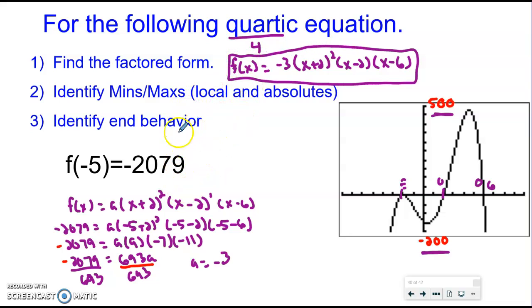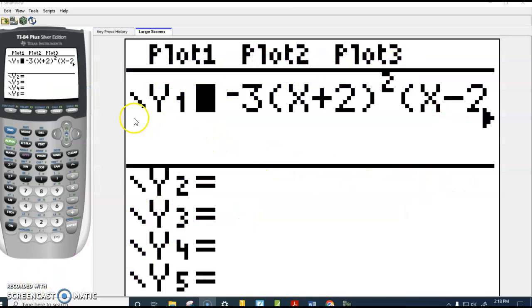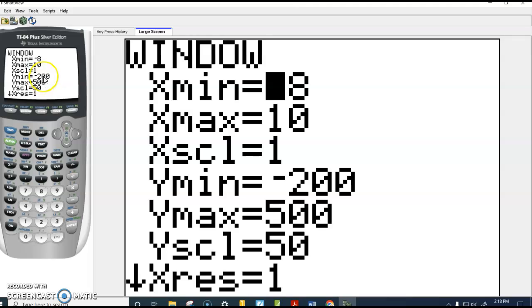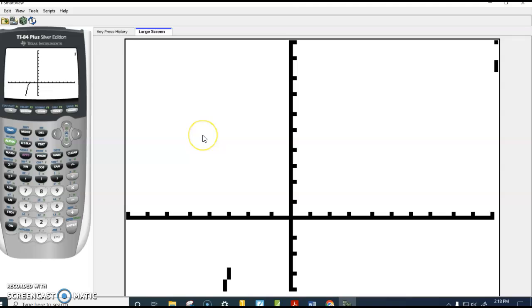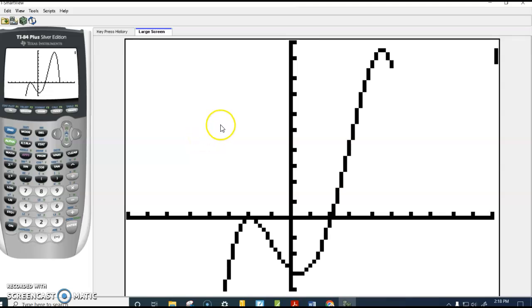I'm going to look at local mins and local maxes. What I'm going to do is put this equation into my calculator. I already had it populated in there. I'm also going to look at my window, and in the graph, it gives me some key pieces of information. So I'm going to make sure my window is this way. You can pause the video if you want to make sure that your window is set up. When I look at my graph, it's going to look pretty similar to the one on your piece of paper. But I want to find the mins and I want to find the maxes.